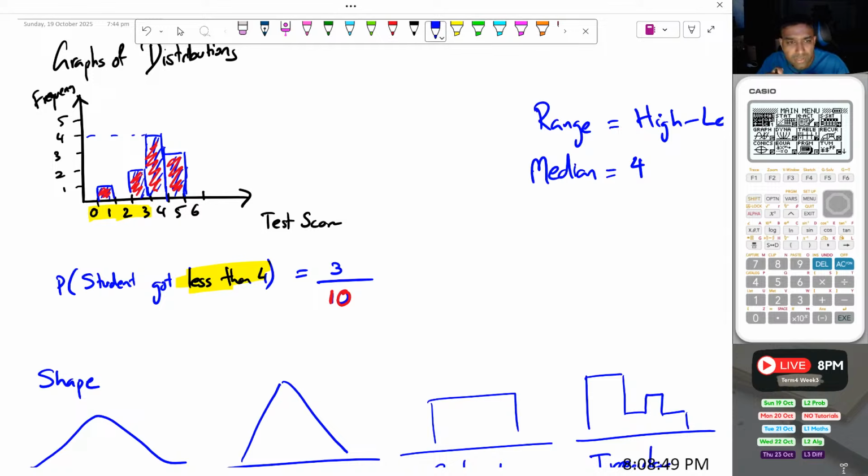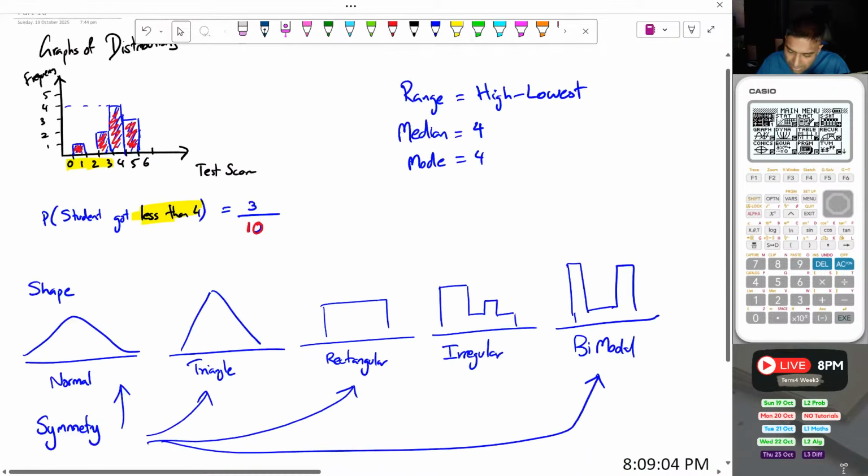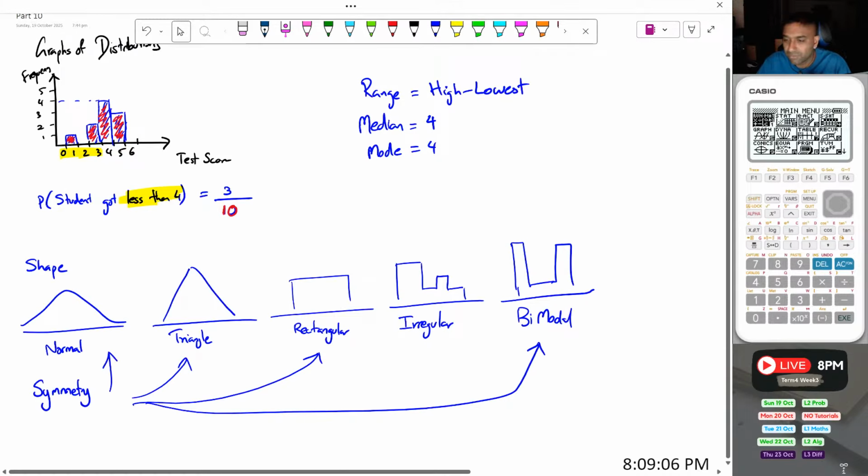And then the other one you asked me, median and mode. Mode is the most common. So mode in this case also happens to be 4. So that's pretty much the graph part, the final part that I really wanted to go through.